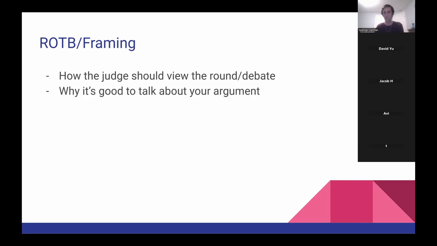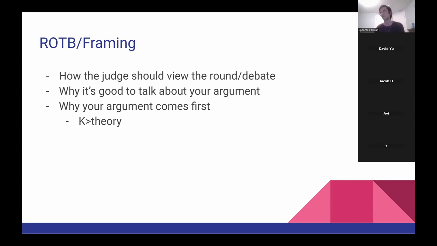And so this is why it's good to talk about your argument. So why should the judge care that you're reading a critique and you're not reading a counterplan and engaging with typical policy debate when you're reading a disadvantage? So the framing is talking about why specifically this kind of argumentation should be prioritized and why this should be the lens through which the judge evaluates the round. It's really why your argument comes first. And so you can use your role of the ballot and framing to say K over theory.